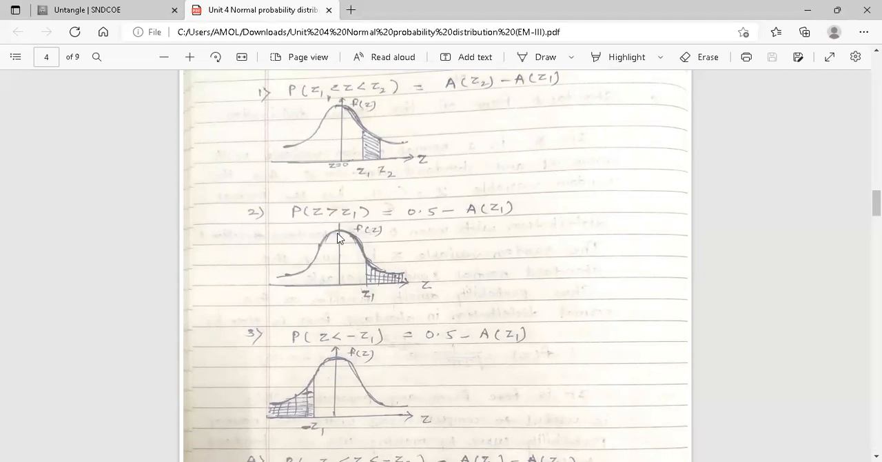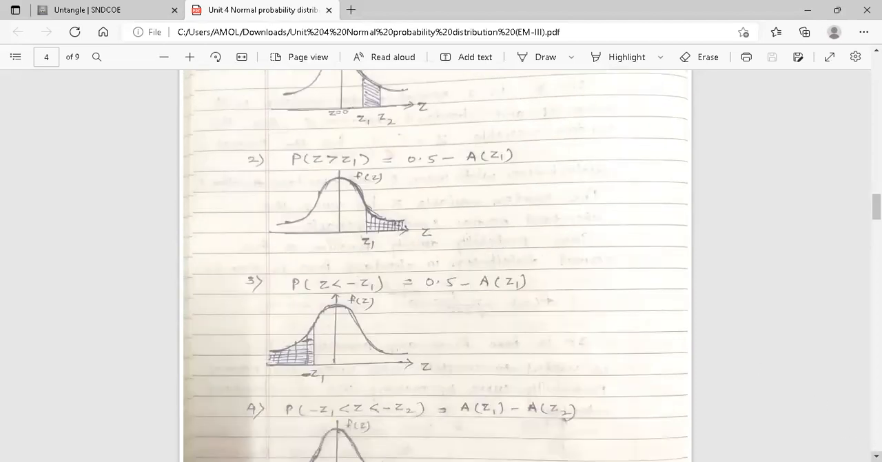So it is nothing but the area of the RHS side, which is equal to 0.5 minus area of Z1. So the formula is 0.5 minus area of Z1. If we subtract this area from the RHS side, we have the value of the area of this shaded portion. And this is nothing but the probability when Z is greater than Z1. So this is the formula.